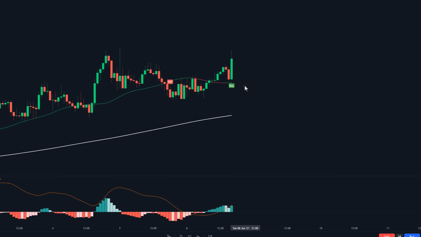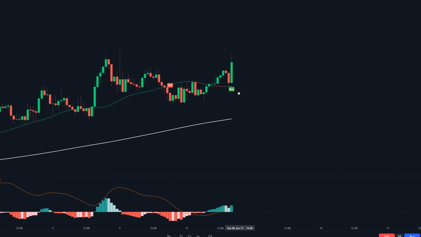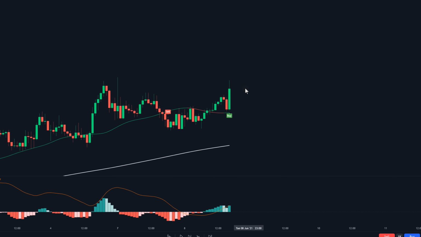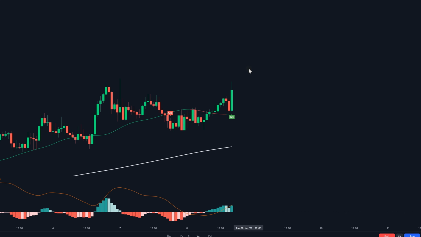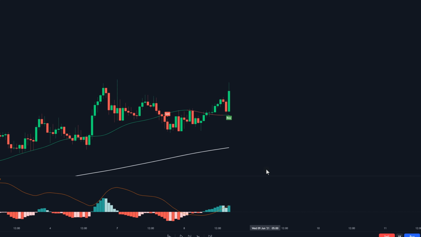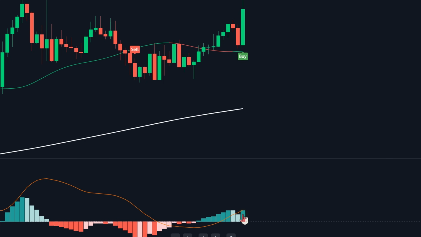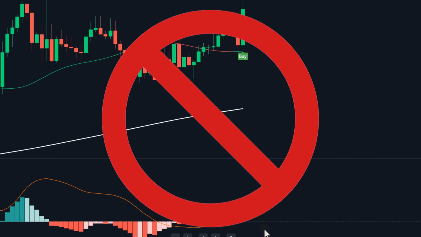Any other buy signals that come after this first one should be ignored. Lastly, we want to ensure that there is enough bullish momentum in the market to push the price in the direction of our trade. For that, we're going to make sure that this last histogram bar of the MACD indicator is colored green. Also, we want to make sure that this signal line is above the 0 line of the MACD indicator. If the signal line happens to be below the 0 line, that setup becomes invalid.